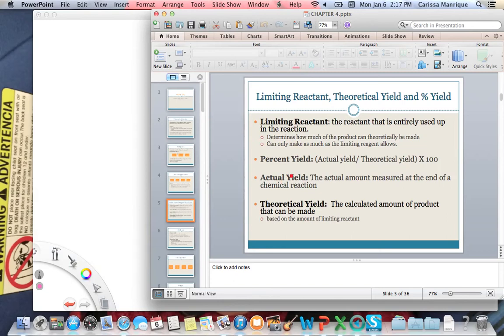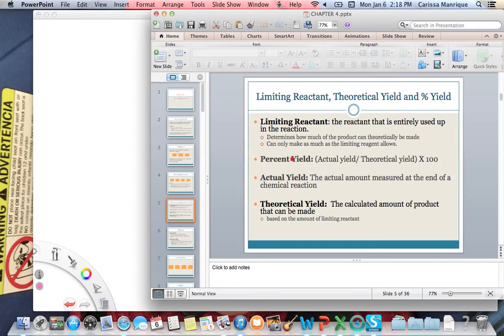Your actual yield is how much you actually get. Okay? So let's say you do the reaction and your theoretical yield is 10 grams. But after you do the reaction, you weigh your actual product, and you only get 5 grams. Well, that tells you you only made 5 grams out of your 10 grams.